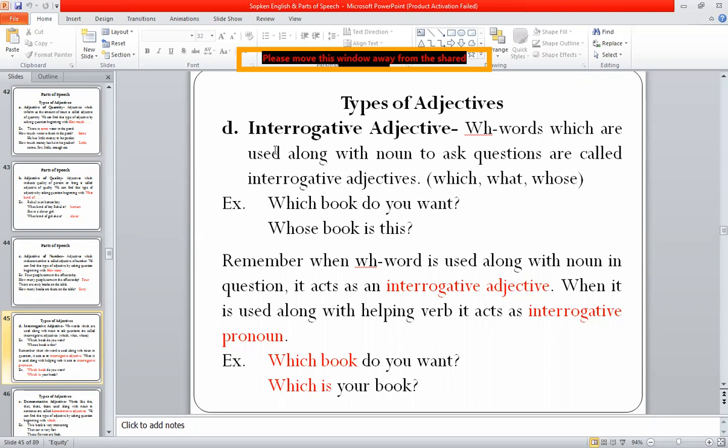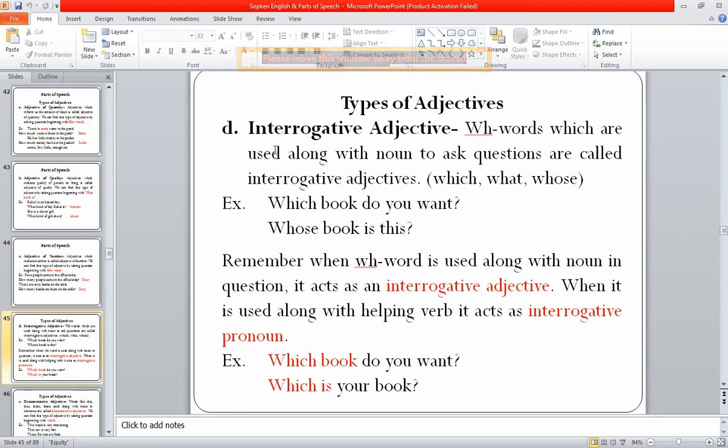Okay, so remember, when a WH word is used along with a noun in a question, it acts as an interrogative adjective, and when it is used along with a helping verb, it acts as an interrogative pronoun. This is the main difference between the two. Let's see the example. First example: Which book do you want?